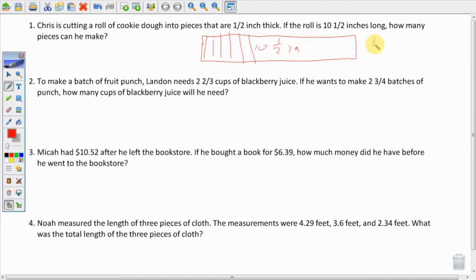So I'm going to take 10.5 and divide it by 1/2. Well, now I know how to do that. I got to change this to an improper fraction. 10 times 2 is 20, plus 1 is 21 over 2. And then this is already a fraction, so I can just change it to multiplication, flip this to its reciprocal, 2 over 1, and work it out. I cross reduce here, get 1 and 1, and I get 21 over 1. So how many pieces can he make? The answer is going to be 21 over 1, which is 21 pieces.